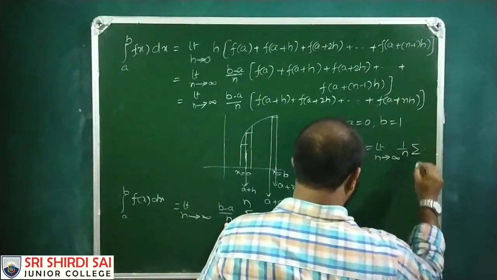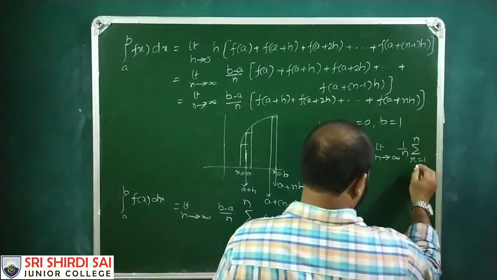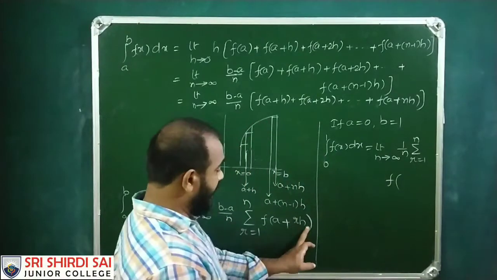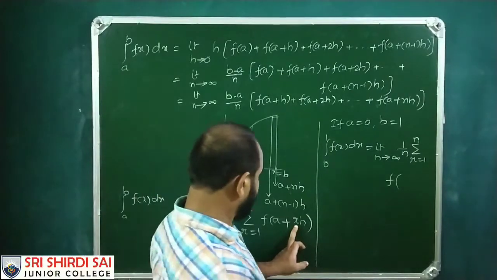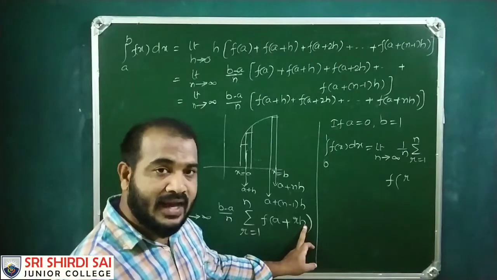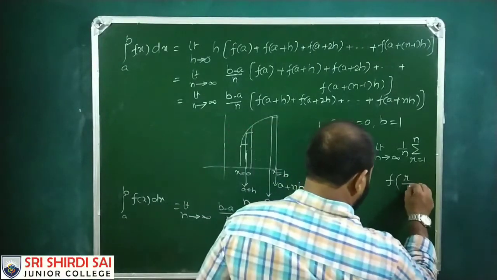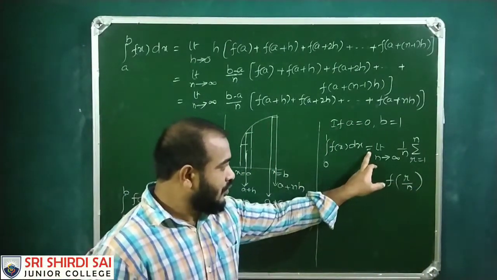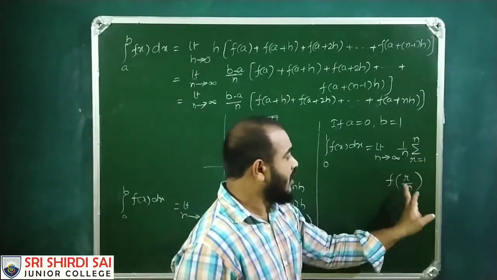sigma, r runs from 1 to n, into f of: a is 0, r is the r value, and h is (b minus a) by n, that is (1 minus 0) by n, so this is f of r by n. So the integral from 0 to 1 of f of x dx is equal to the limit as n tends to infinity of 1 by n, sigma r runs from 1 to n, f of r by n.